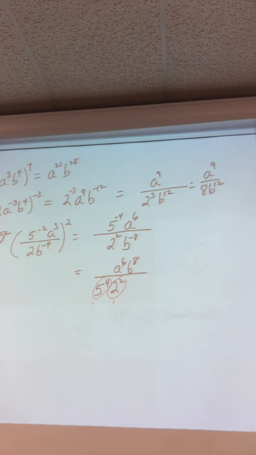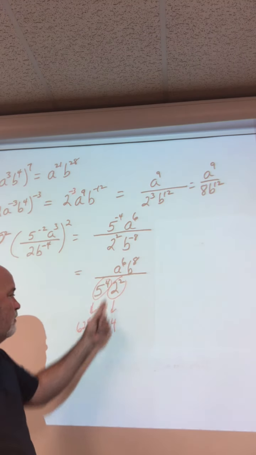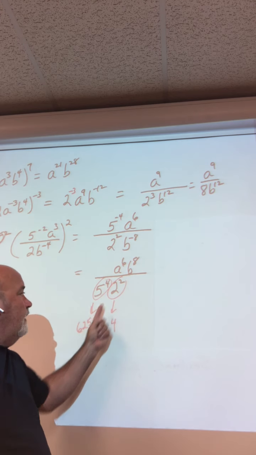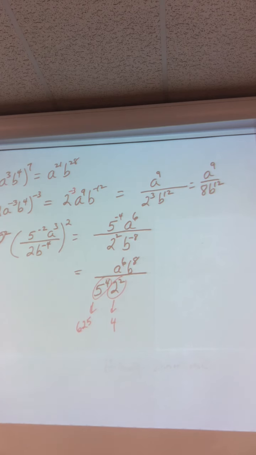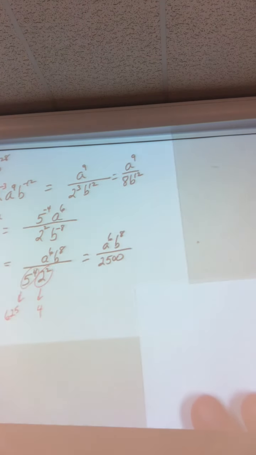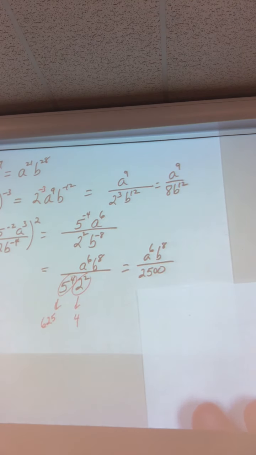Now, on the top, you can put the b first if you want to. Now, I told you a while ago, we always multiply the numbers out. So if you take 5 to the 4th power, that's 625. If you take 2 squared, that's 4. And if you take your calculator and multiply 625 times 4, that will give you the final answer, which is 2,500.